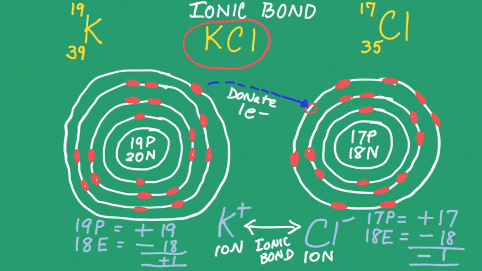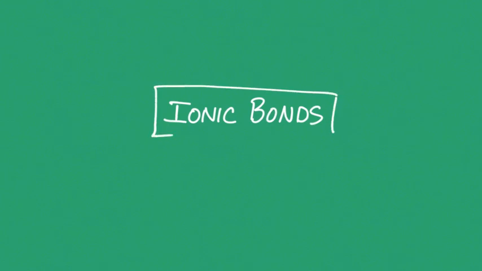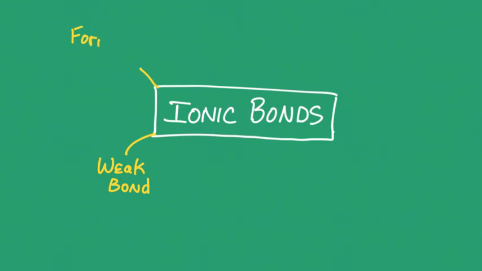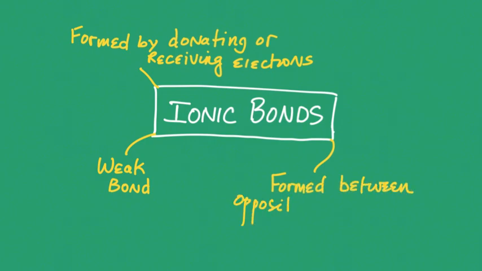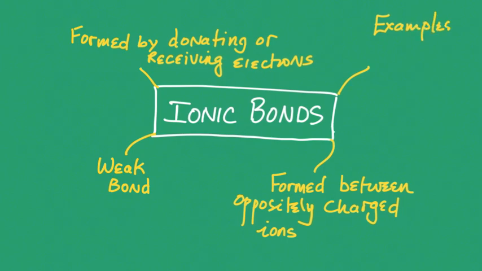ionic bond. Let's recap what we know about ionic bonds. Ionic bonds are weak bonds. They are broken easily, even in the presence of water. We know that they are formed by donating or receiving electrons. They are formed between oppositely charged ions. Examples of compounds that are held together by ionic bonds are sodium chloride, potassium chloride, and calcium chloride.